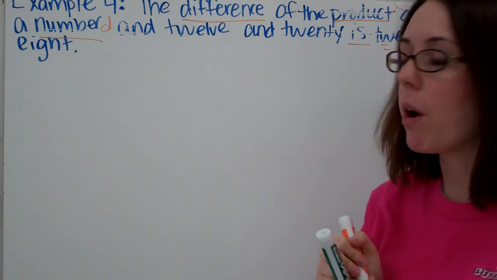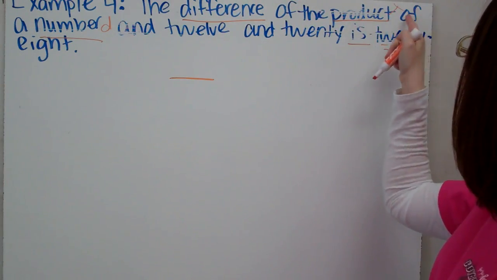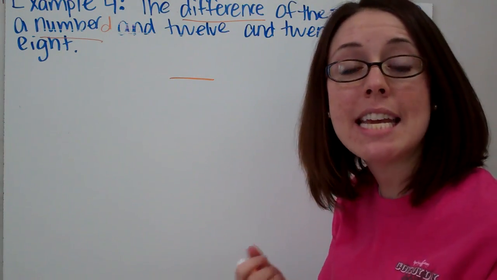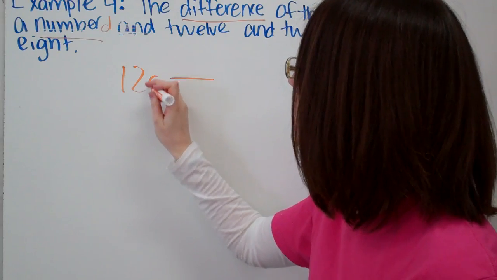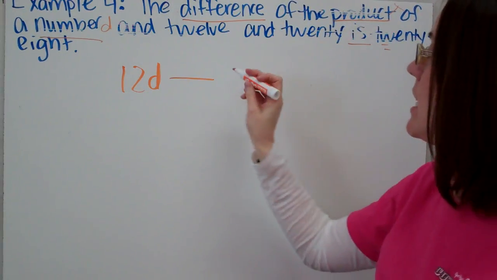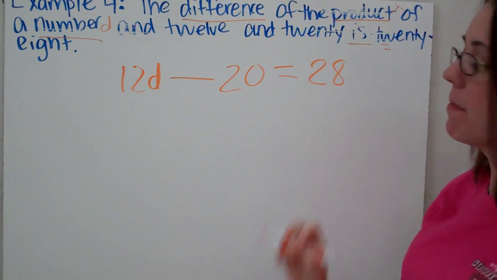So let's look at these keywords. The difference, use a subtraction sign, of the product of a number and 12. How do we write the product of D and 12? That would be 12D. So the difference of this and 20, so do minus 20, equals 28.